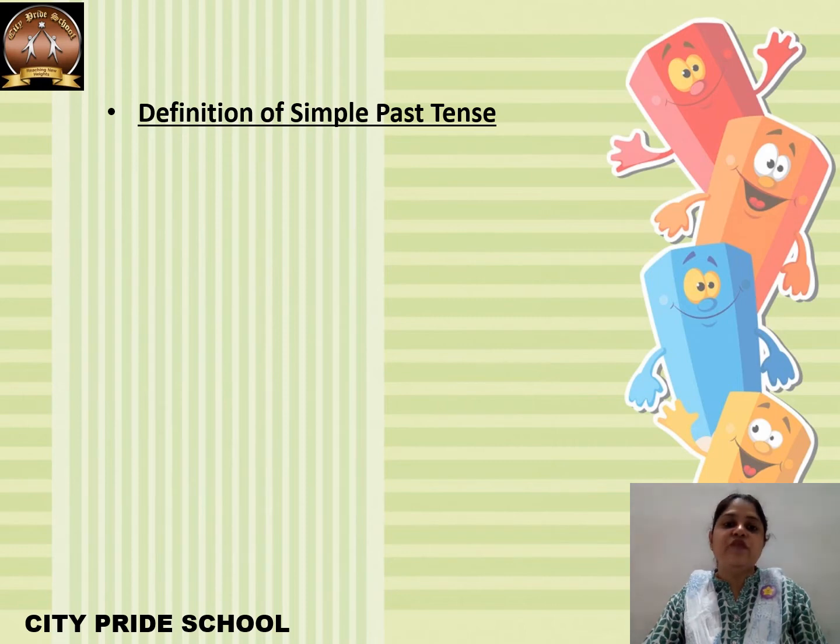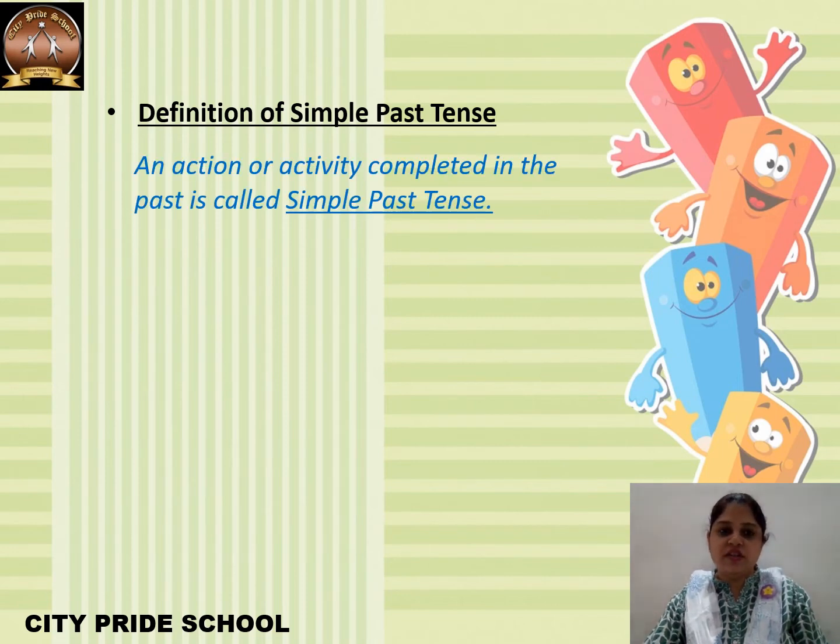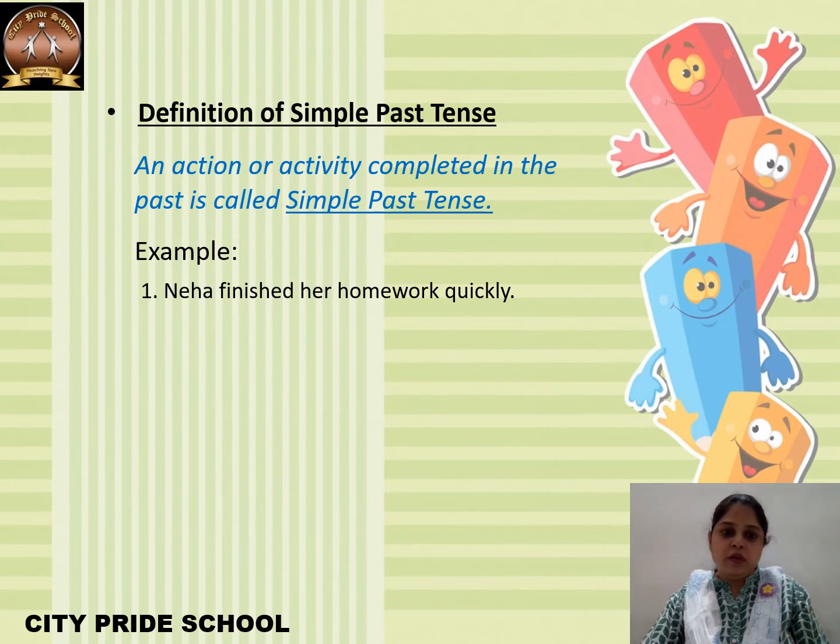Now children, we will see the definition of simple past tense. So the definition is, an action or activity completed in the past is called simple past tense. That means the action which is already completed, already finished in the past, is called the simple past tense of the verb. Now we are going to see some examples over here. The sentence is, Neha finished her homework quickly. So over here, firstly, we have to see the verb, right? Because the verbs are in the present tense, past tense, or in the future tense, right? So here, as we are learning simple past tense, we have to just see the verbs in the past tense. So in this sentence, finished is the verb in the past tense.